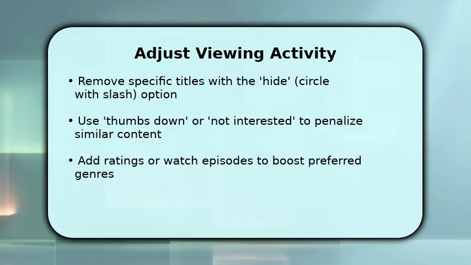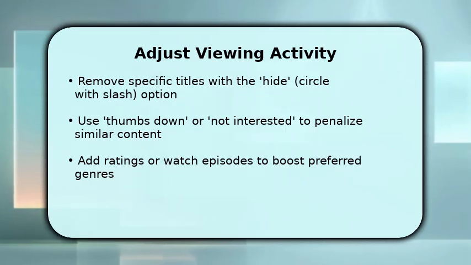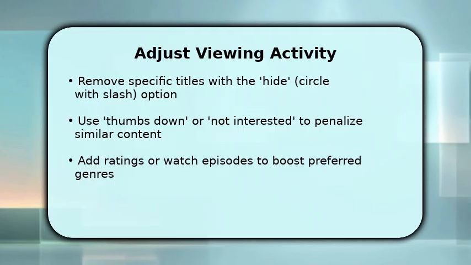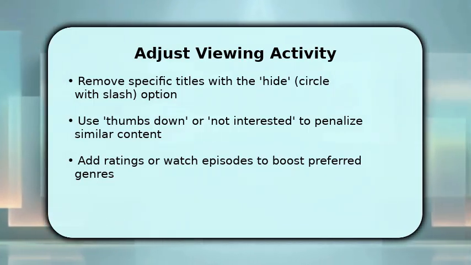Hit the remove or hide icon next to each title. Once done, return to the home page and mark titles as not interested or give a thumbs down to push the algorithm away from those types. Conversely, rate shows you enjoy or watch similar content to strengthen positive signals. These combined steps refine the middle of the process, reshaping future search suggestions over multiple sessions.